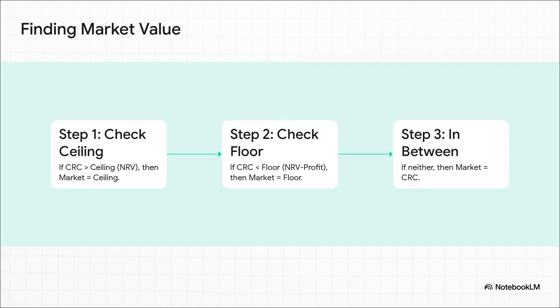So here's the game plan, step by step. First, you look at your current replacement cost. Is it higher than the ceiling? If it is, then the market value is the ceiling. Done. If not, you move to step 2. Is the CRC lower than the floor? If it is, then the market value is the floor. And if it's neither of those, if it's sitting nicely in between, then it's just right, and the market value is simply your current replacement cost.